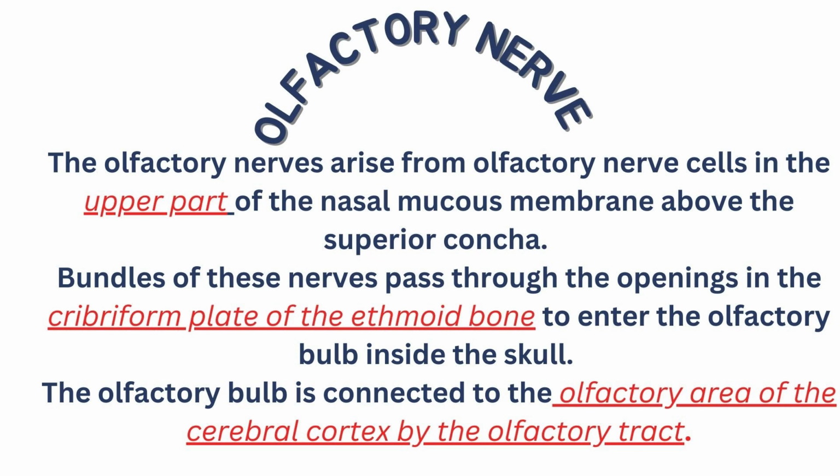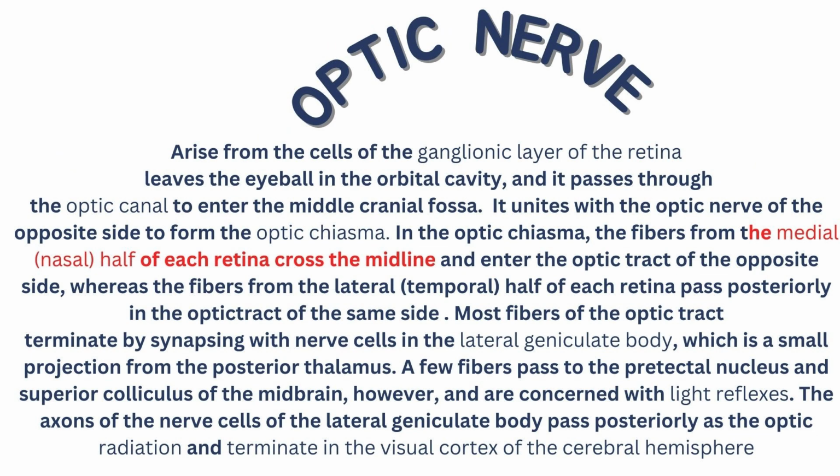It arises from the olfactory nerve cells in the upper part of the nasal mucous membrane above the superior concha. The bundles of these nerves pass through the openings in the cribriform plate of the ethmoid bone and enter the olfactory bulb inside the skull. The olfactory bulb is connected to the olfactory area of the cerebral cortex by the olfactory tract.